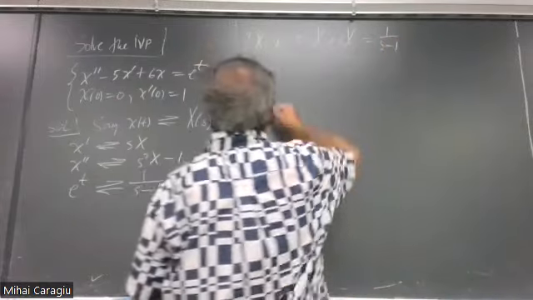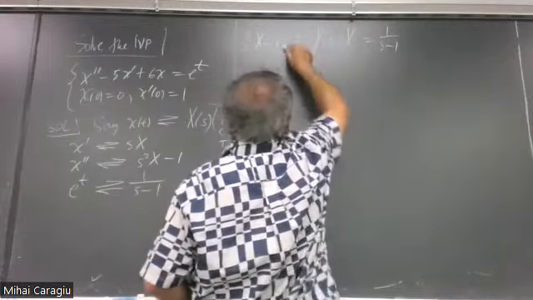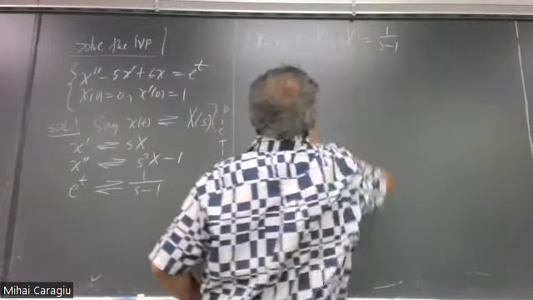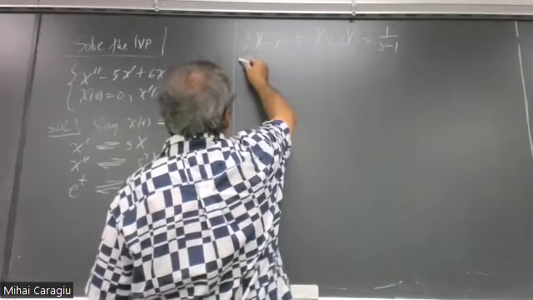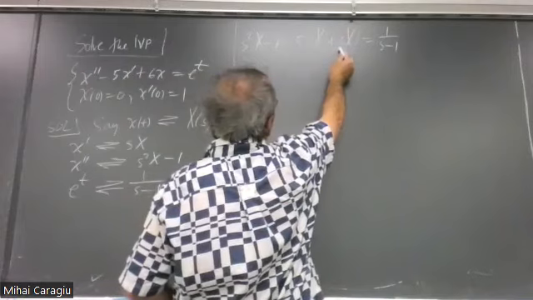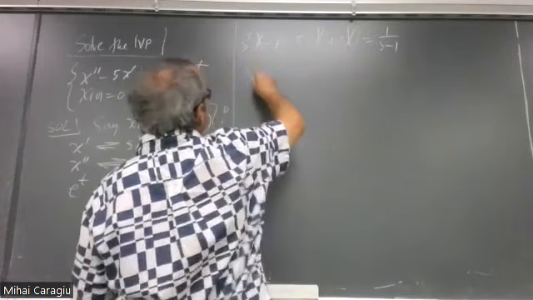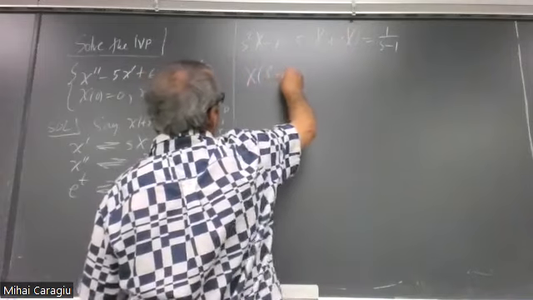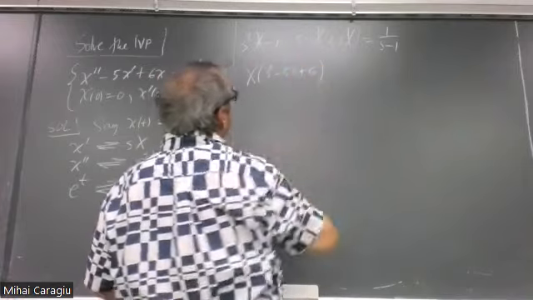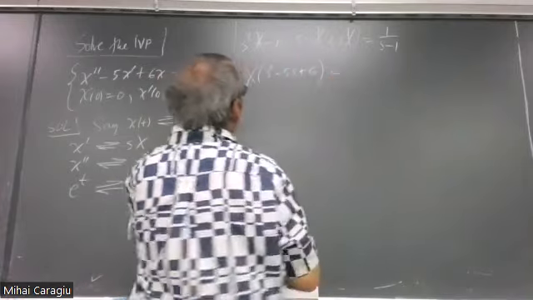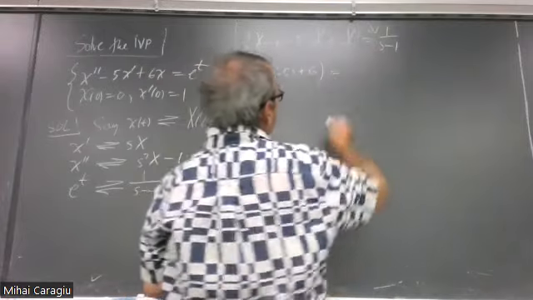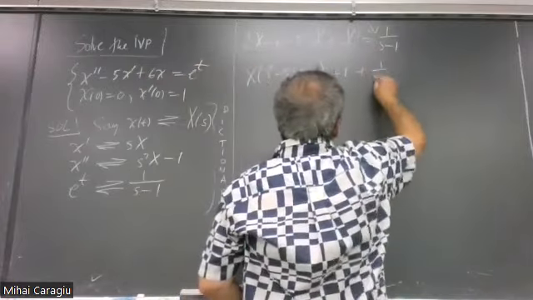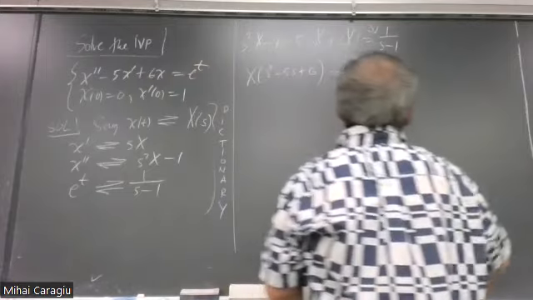So let's collect the X's on the left, and move the non-X's from left to right. On the left, we get s squared X minus 5sX plus 6X, giving a common factor X times (s squared minus 5s plus 6), equals, moving the minus 1 from left to right, 1 plus 1 over s minus 1. And after a little bit of algebra, it's s over s minus 1.